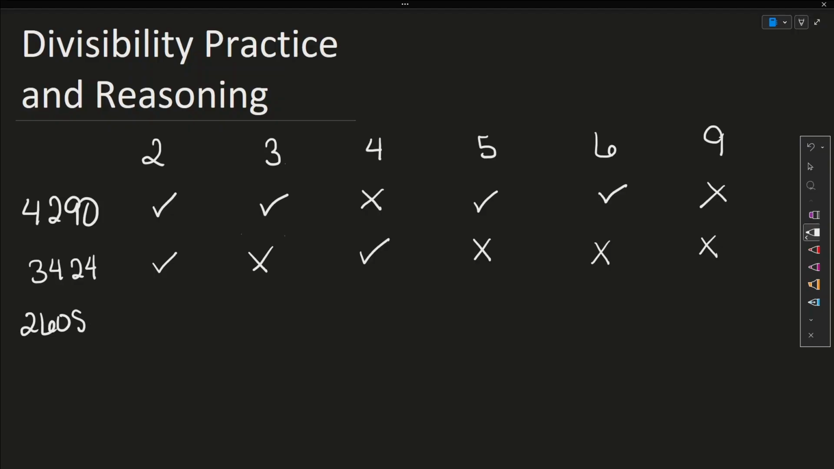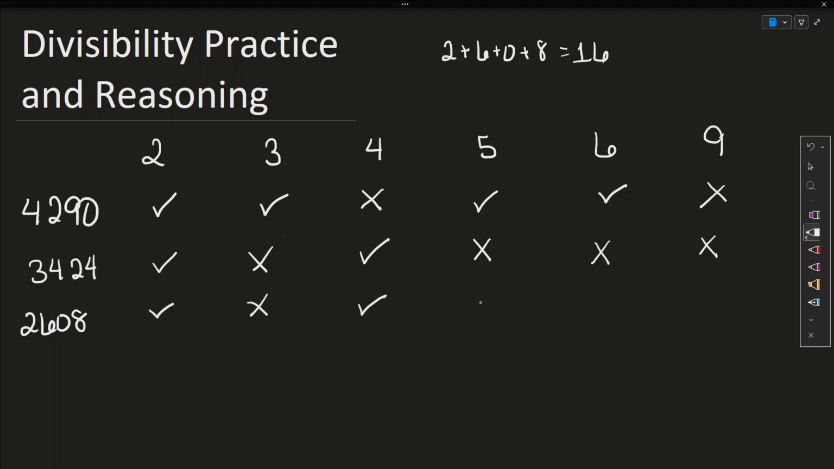2,608. Is this divisible by 2? Yes, since it ends in an 8. What about 3? 2 plus 6 plus 0 plus 8 is 16, and 16 is not divisible by 3, so no. What about 4? The last two digits are 08, or 8. Yes, 8 is divisible by 4. 8 divided by 4 is 2. So yes.